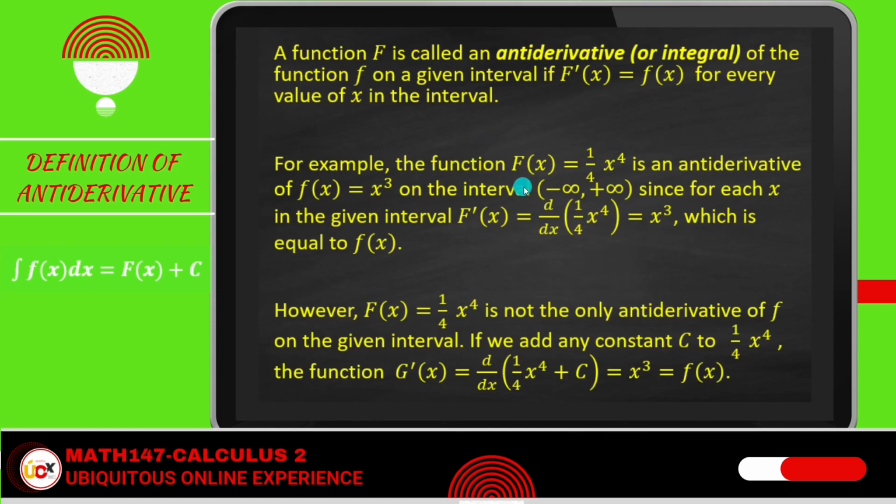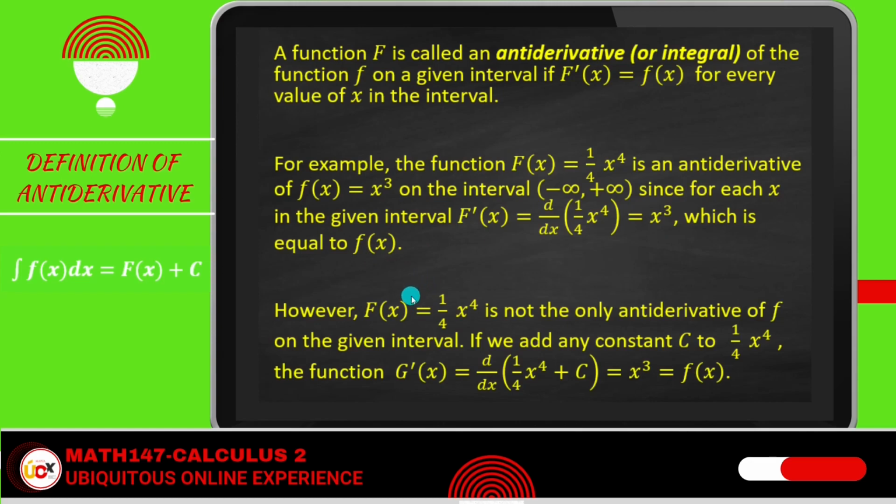For example, the function big F of x equals 1/4 x to the fourth is said to be an antiderivative of the function small f of x equals x cubed on the interval negative infinity to positive infinity, since for each x in the given interval, the first derivative of big F of x, the derivative of 1/4 x to the fourth with respect to x, is equal to x cubed. And this is also the same as the function small f of x.